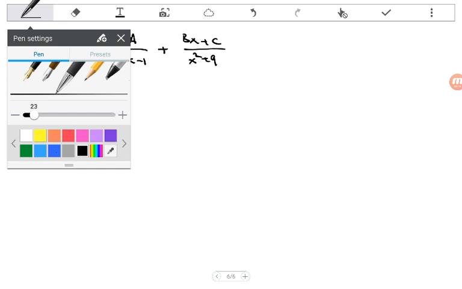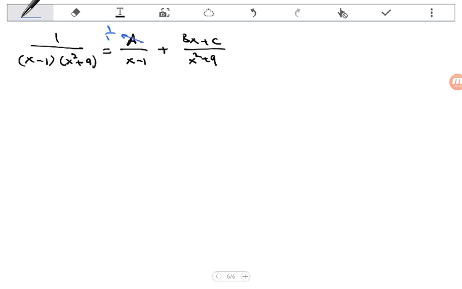Okay, and we have managed to find a is equal to 1 over 10. Now I need to find a method to find b and c. How would I do this? The first method is simple. It is called substitution, both sides.